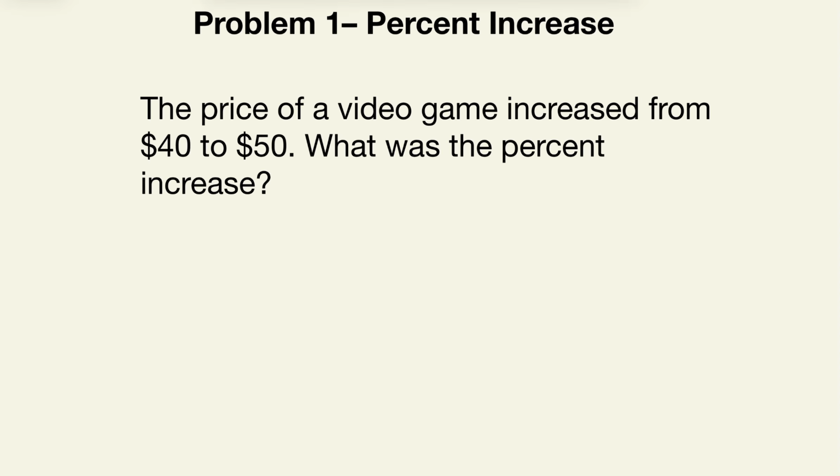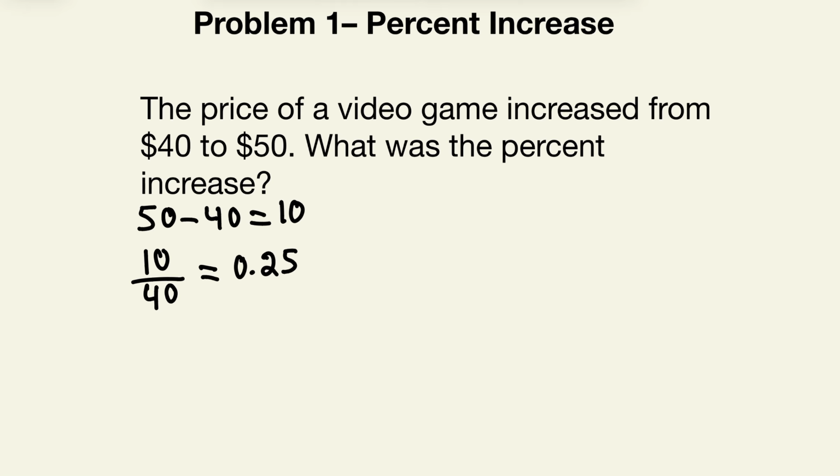So let me just write that out here. 50 minus 40 equals 10. So the price increased by $10. Now we're going to work on step 2, which is to divide by the original amount. The original amount here is $40. So we're going to take 10 and divide it by 40. And we know that is equal to 0.25.